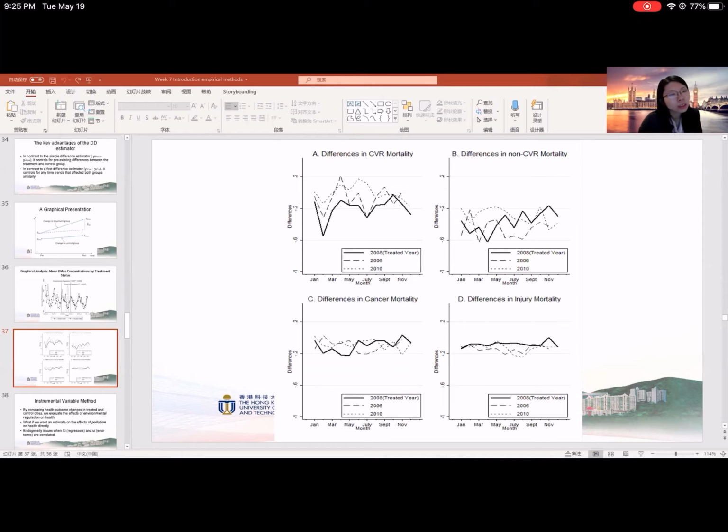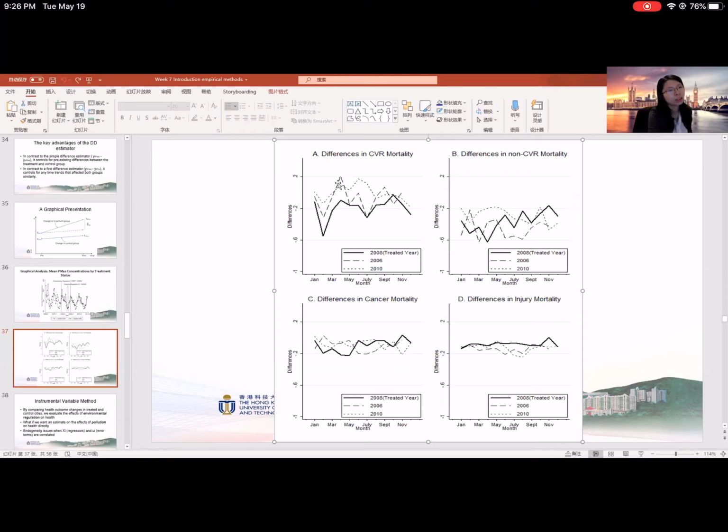So basically, if you look at this one, it's probably just showing that in April of 2008, the difference between the mortality rate in Beijing, the treated city, and the control cities was -0.17. So 17% less likely to die. In the treated city, their residents were less likely to die from CVR diseases than in the control city, while in the other years, they were probably equally likely to die from CVR mortality.